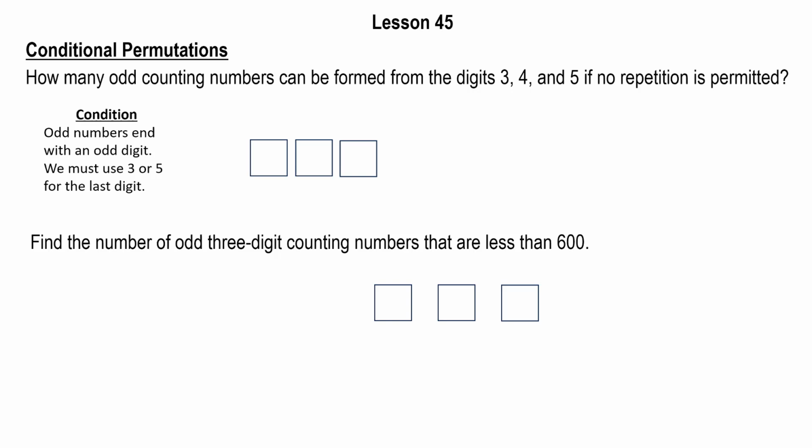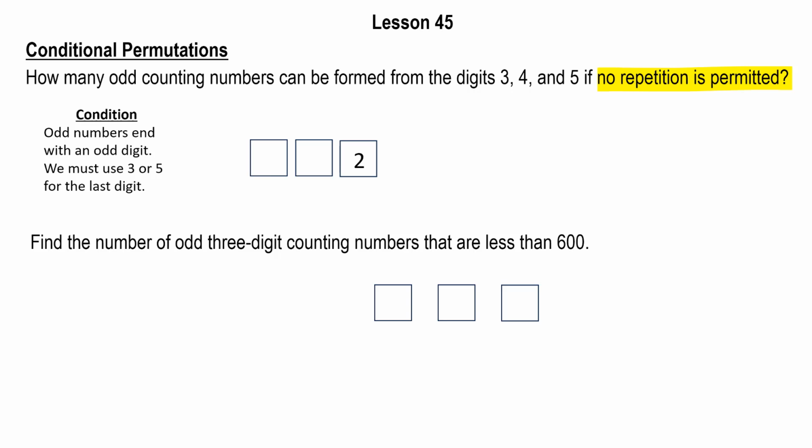And we need to fill that in first. We need to deal with our conditions before we try to fill in any other boxes. So we're going to fill in the final box first. There are 2 choices for the final digit, either 3 or 5, because it's got to be odd. All right, the other 2 boxes can be either one of the digits that are left over, as long as there's no repetition. We can't use them twice. We can only use each digit once.